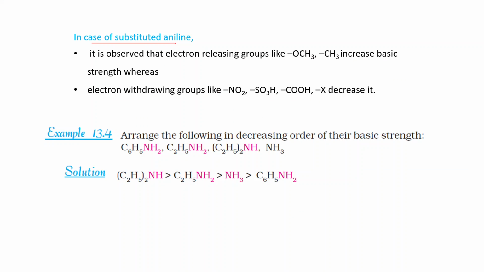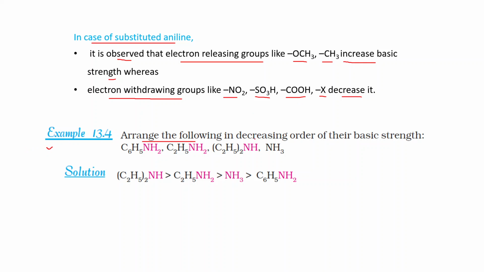Now, in the case of substituted anilines, it is observed that electron releasing groups like OCH3 and CH3 increase basic strength, whereas electron withdrawing groups like NO2, SO3H, COOH, and halogens decrease basic strength. Clear?